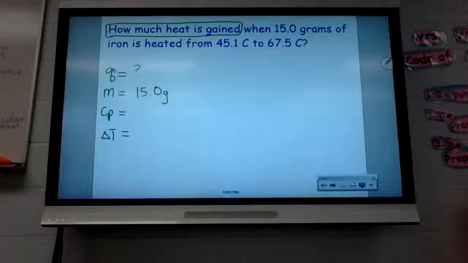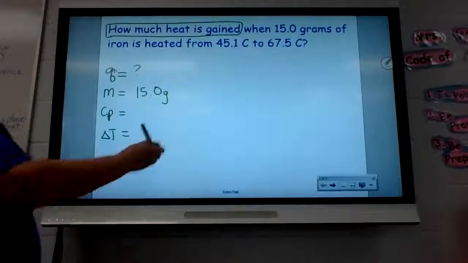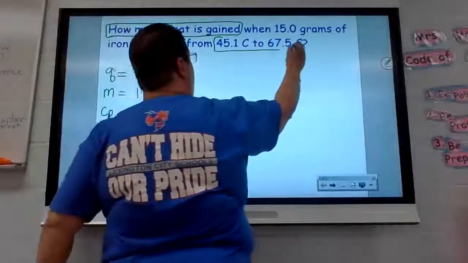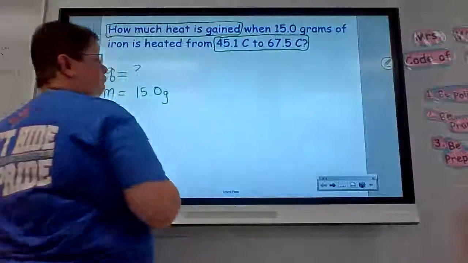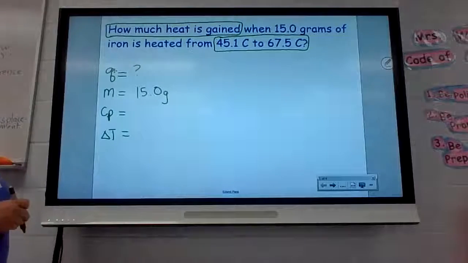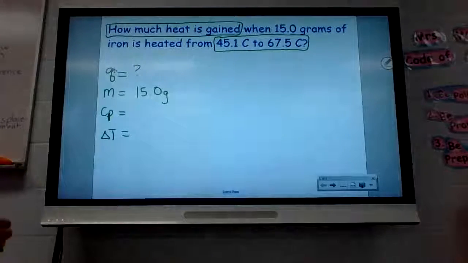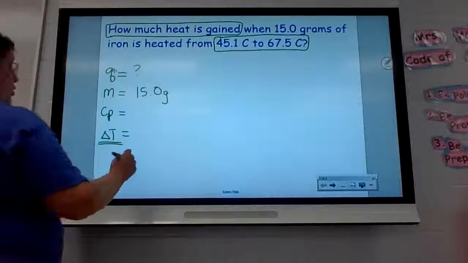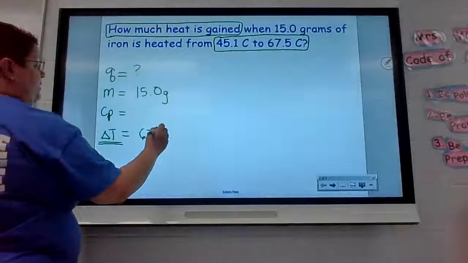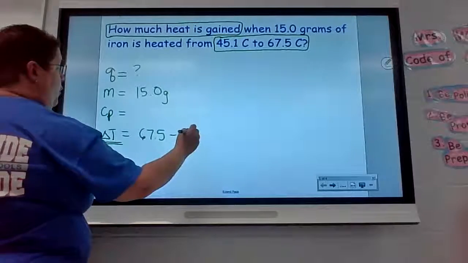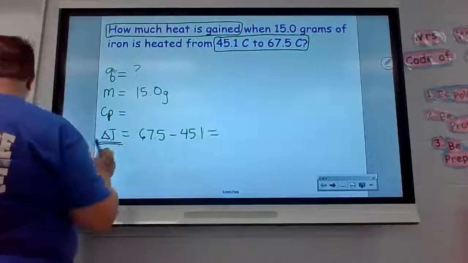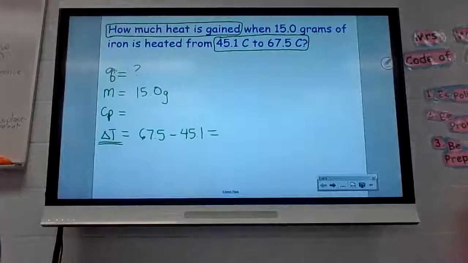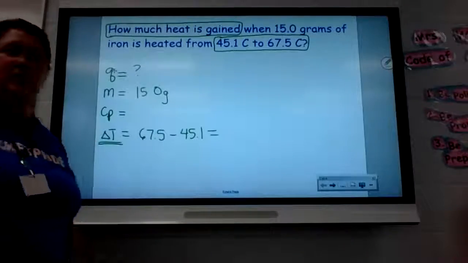That's why we learn these units early on, so it would help you know where to plug it in a word problem. All right, so what are we going to do when we have two temperatures? That's what this difference is, change in temperature. So you're going to take 67.5 and subtract 45.1 and get a difference, okay? With those two numbers, subtract them.